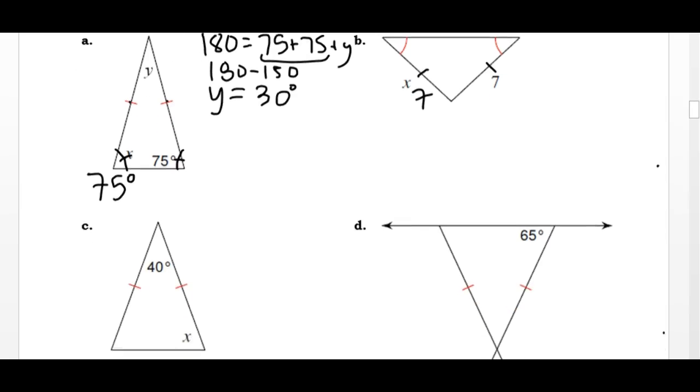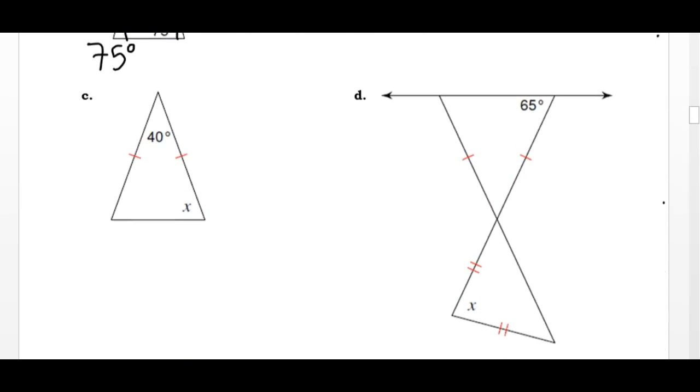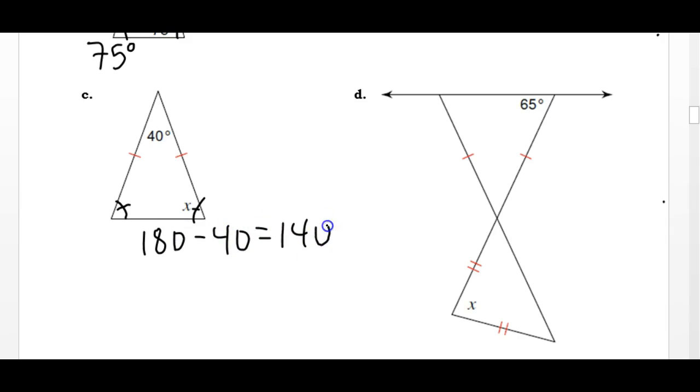Continuing on, I have a triangle with a 40-degree vertex. Two congruent sides tells me I have two congruent angles. I know all three angles should add up to 180 degrees, so I can do 180 minus 40 to see what those bottom two angles should add up to, 140. Then I divide that by 2, since those are two congruent angles, which tells me that x is 70.